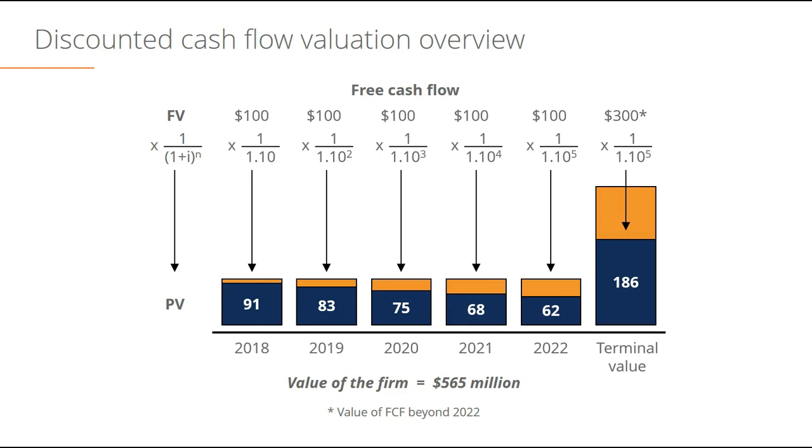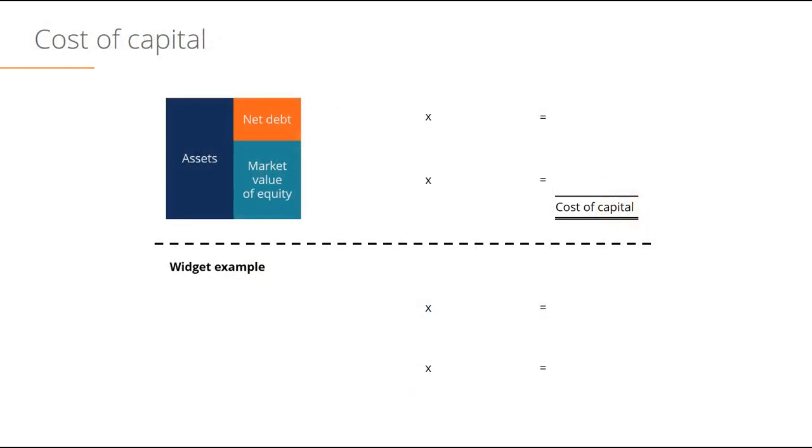Now let's take a look at the cost of capital formula. The cost of capital depends on the capital structure of a business and its level of risk. So a company consists of assets. That's the base of the business. But then it has a capital structure that make up those assets, consisting of debt and equity.